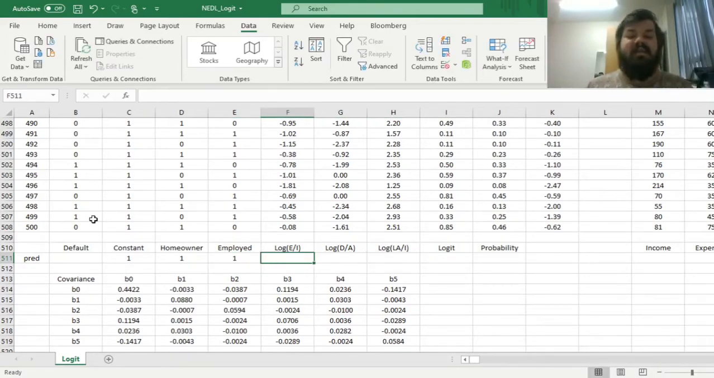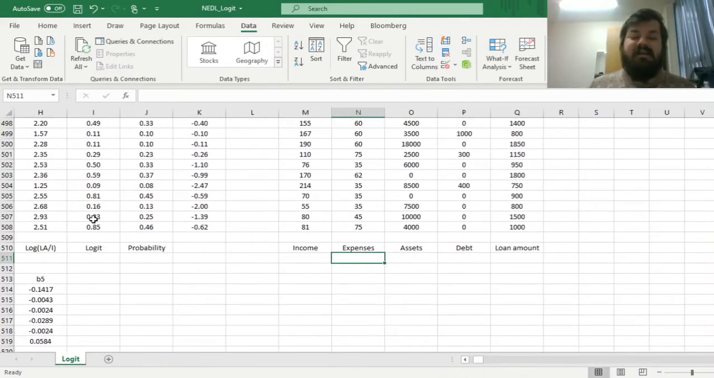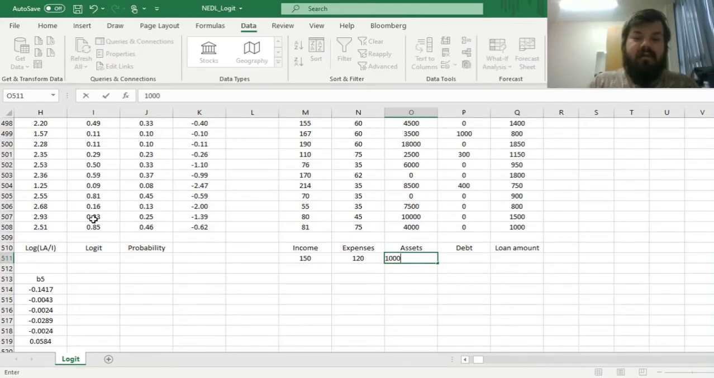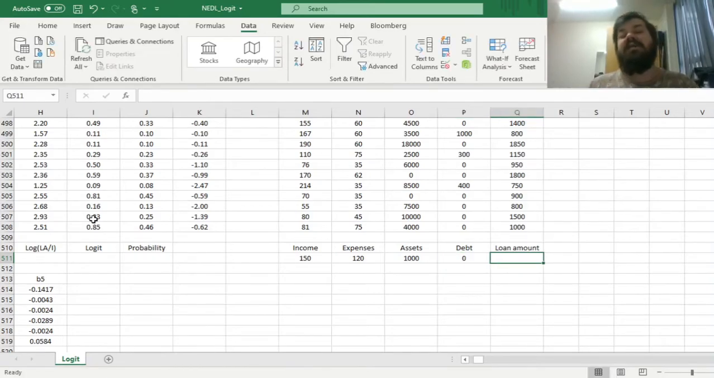Then to calculate these 3 variables, we need to ask them about their income, expenses, assets, debt, and what loan amount they want to apply for. So imagine that this particular person's household makes $150,000 per year, and they spend roughly $120,000 of it. They own their home, and it's currently valued at $1 million, and they haven't got any debt taken on previously. And they want to take out a $1 million loan, potentially guaranteed as collateral by their property, by their house.